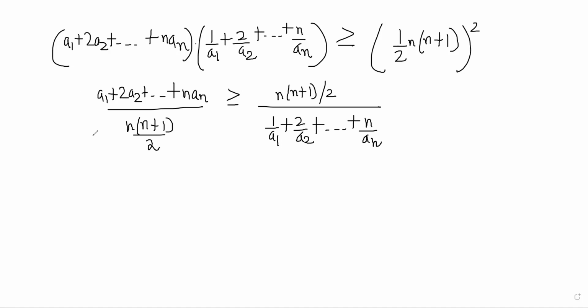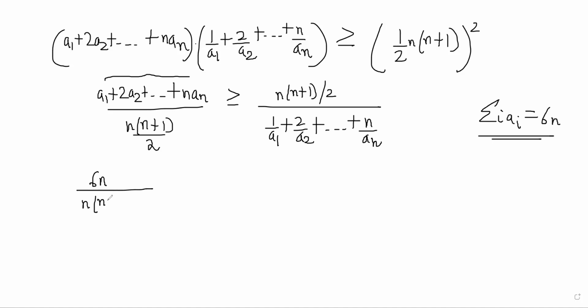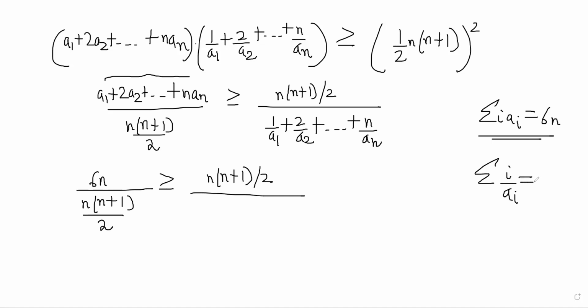This is the step. And in the problem itself, they have said that the sum of i·Ai is equal to 6n. So we can replace this with 6n. So we get 6n divided by n(n+1)/2 is greater than or equal to n(n+1)/2 divided by, the problem has also given us the sum of i/Ai. That was given as 2 plus 1/n. So here we have a 2 + 1/n, right?